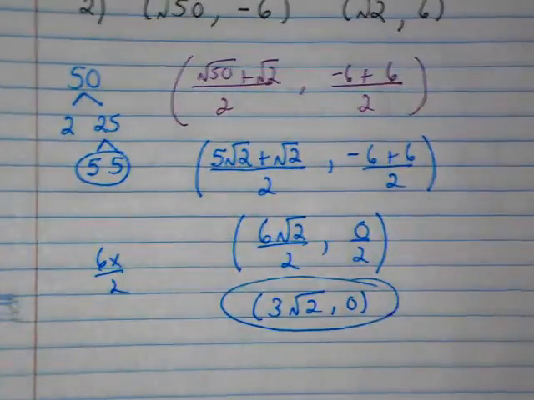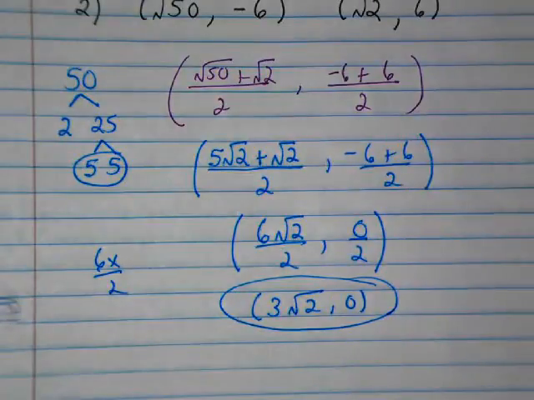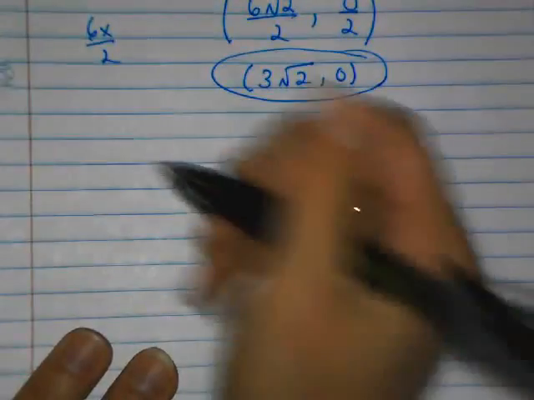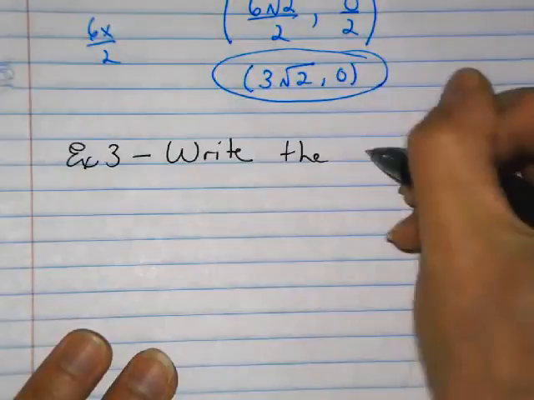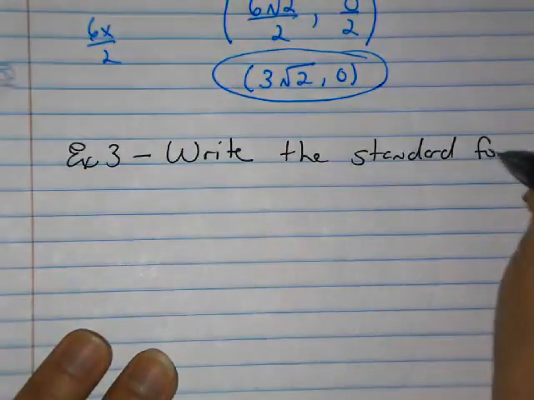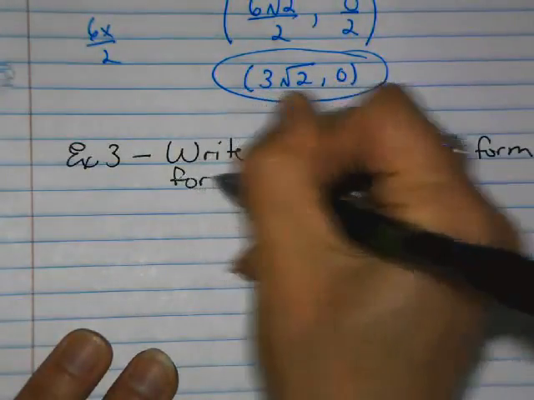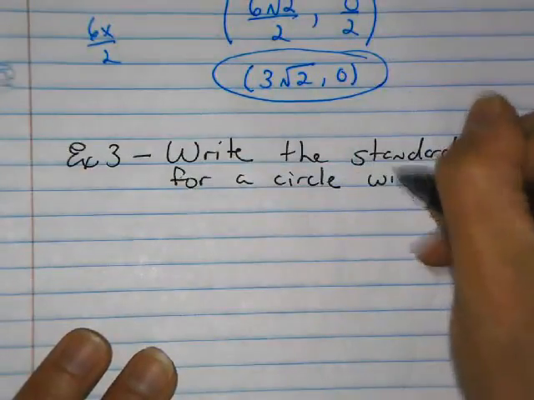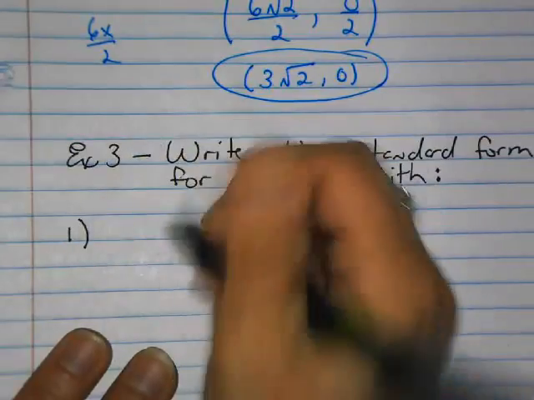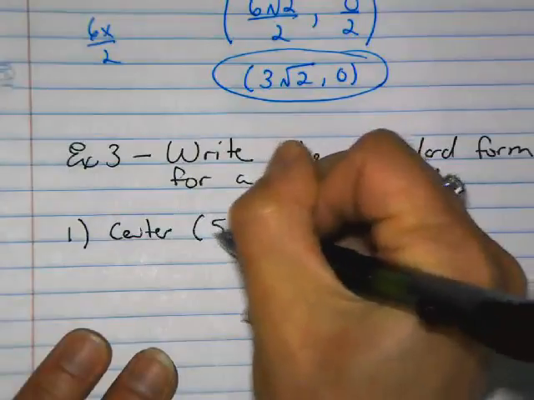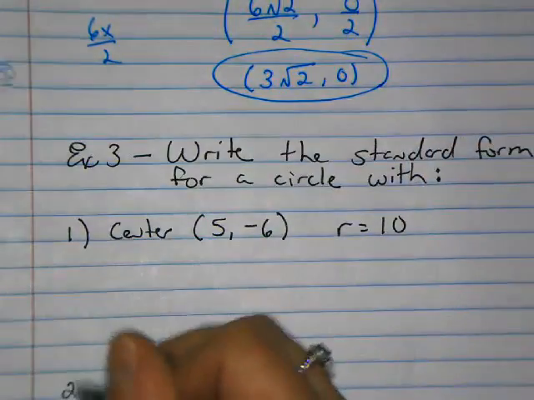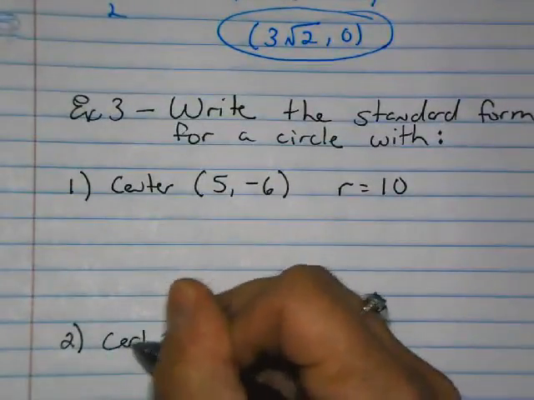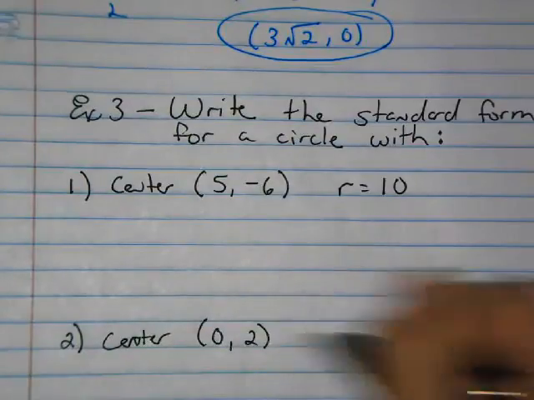So we've done distance, we've done midpoint. So far so good? Hope so. Now let's tackle that circle formula. Example 3. Write the standard form for a circle with, in the first case, a center of 5, negative 6, and a radius of 10. And then the second time I'm going to give you a center at 0, 2, and a radius of the square root of 5.